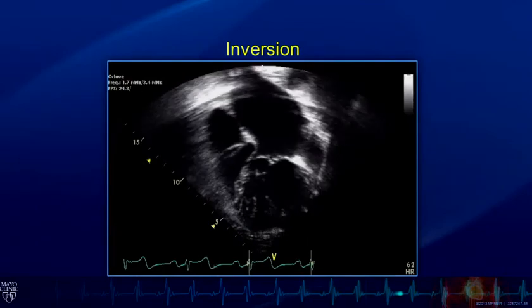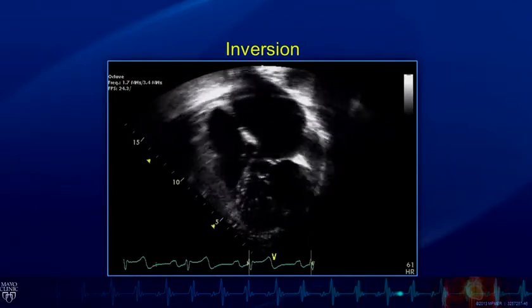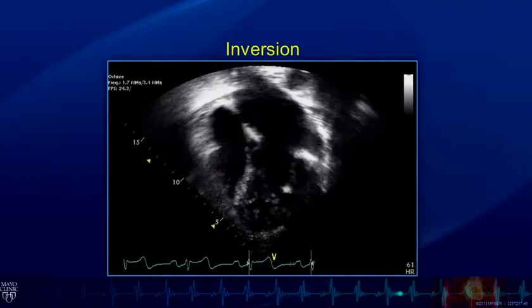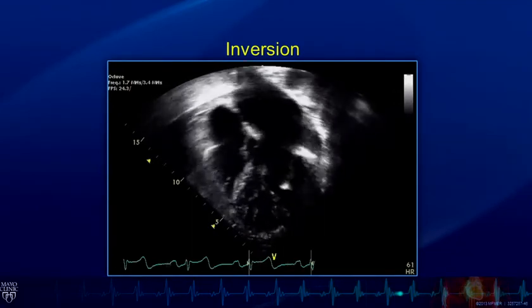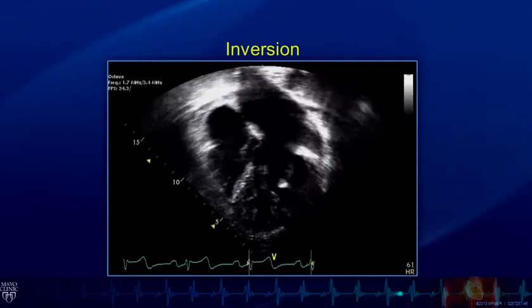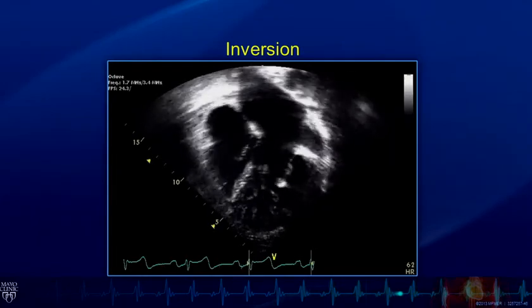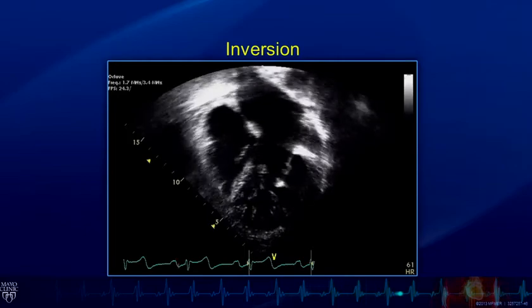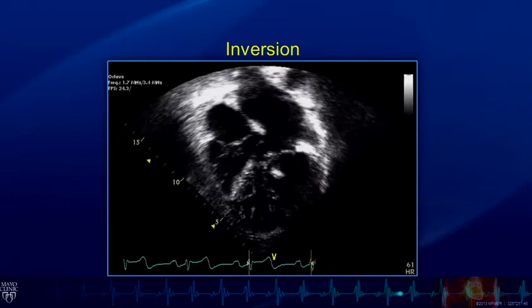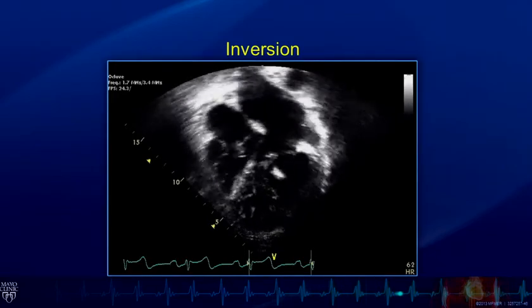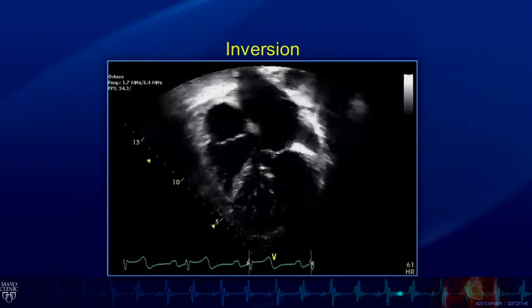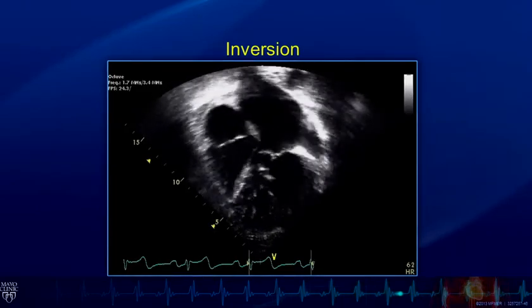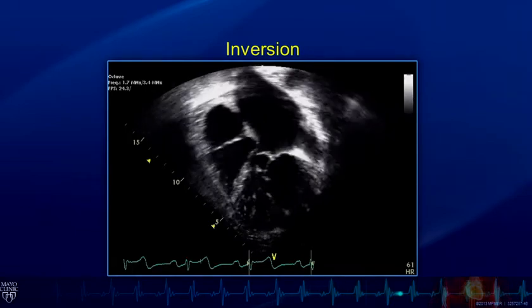And here's just another nice echo example, in apex-down format. Left atrium on the right side of the screen connects to an apically inserted AV valve and a trabeculated ventricle. So we know that a left atrium connects via the tricuspid valve to the right ventricle. And of course, we need to look at the great vessels, but we know that this is a good example of atrioventricular discordance.